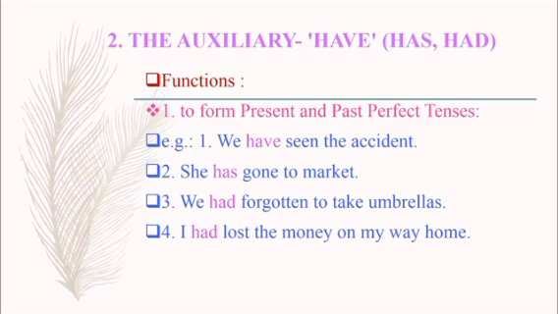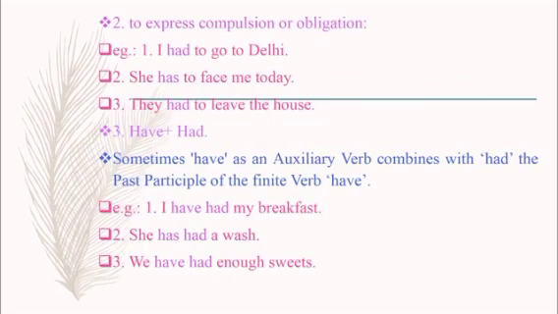The second function is to express compulsion or obligation. Example sentences: I had to go to Delhi. She has to face me today. They had to leave the house. In these sentences, had and has are forms of the verb have.